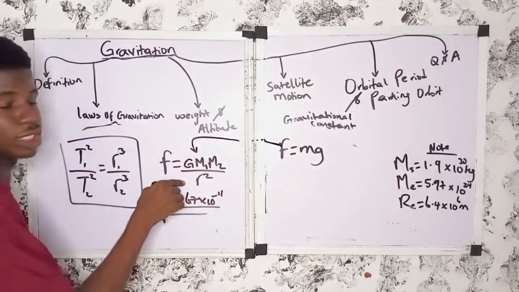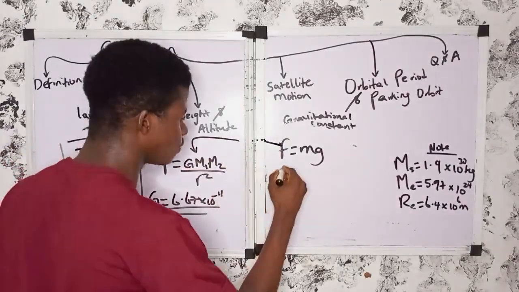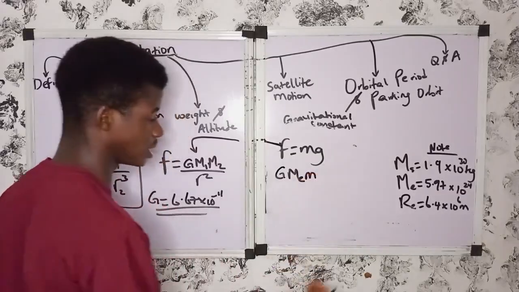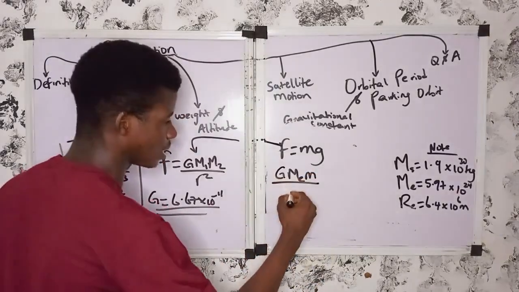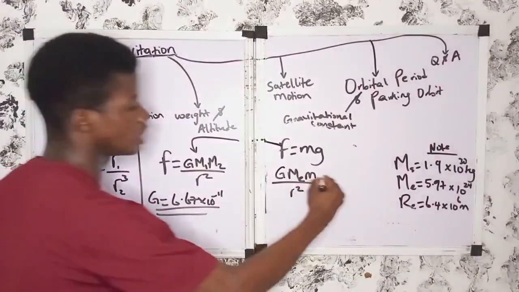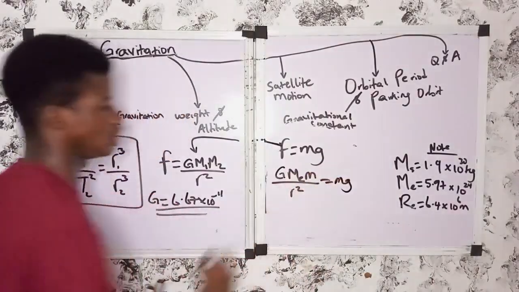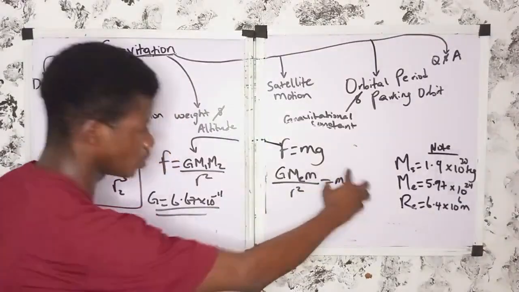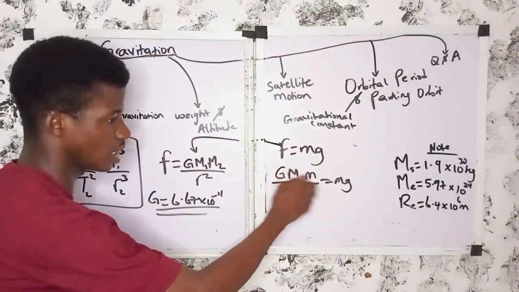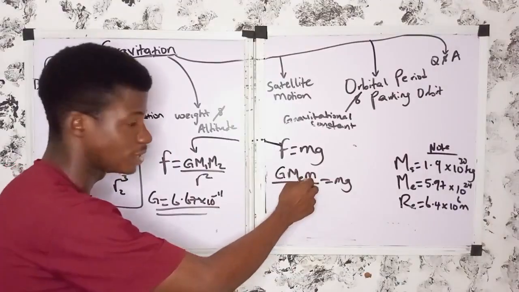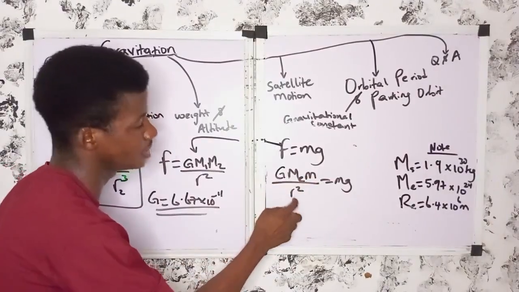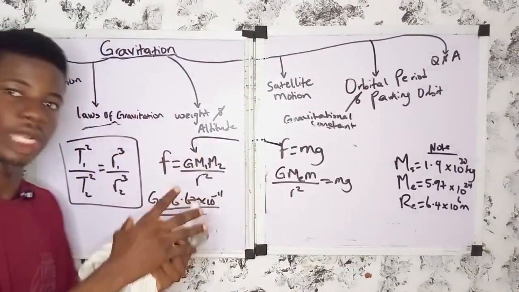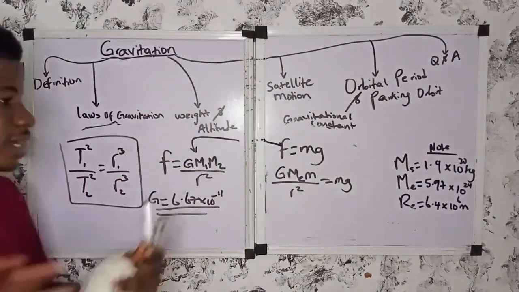Remember, weight is the force of attraction between the earth and the object. This is r squared, and it is equal to mg. This is weight, the force of attraction between the earth and the object, where this r squared is the distance between the object and the earth.